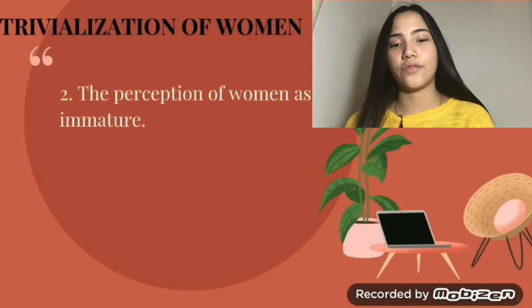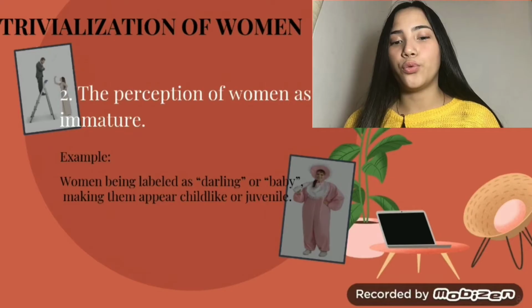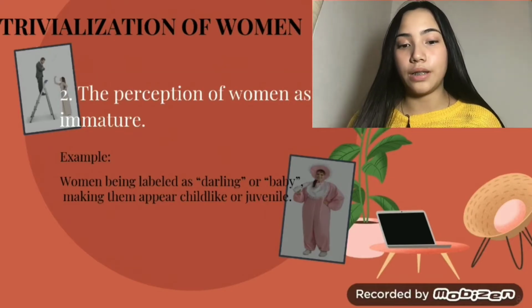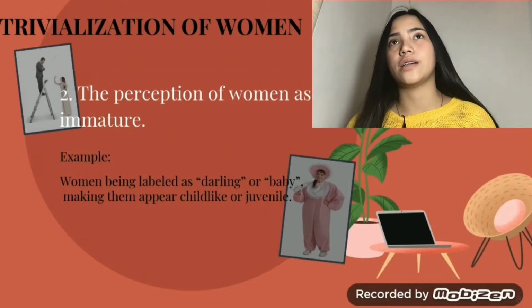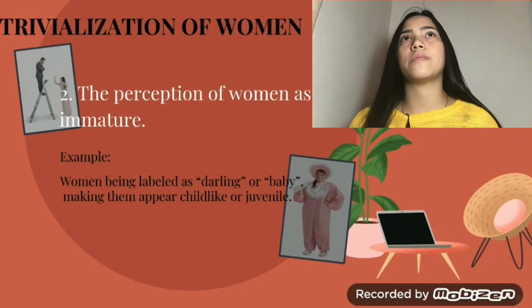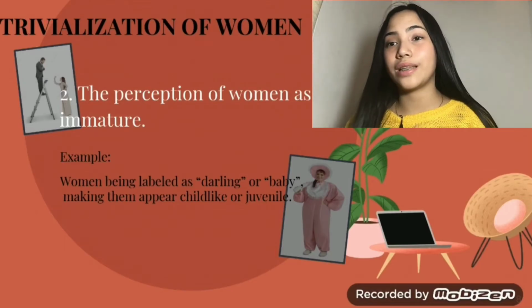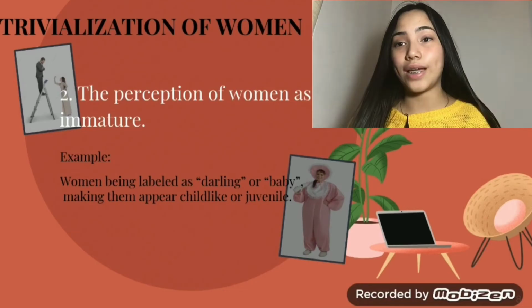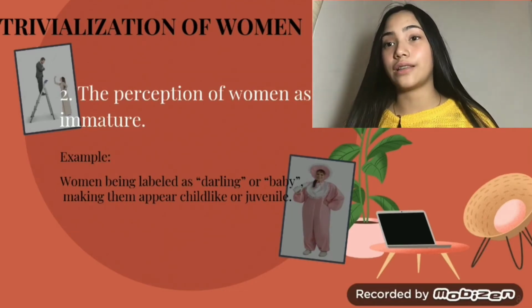So next we have the perception of women as immature. As an example, women being labeled as darling or baby, making them appear childlike or juvenile. In a situation, let's say there is a guy who wants to bring down a girl. One of the ways he is able to do that is to call them names that could make them feel that they're down or that could sound like they are juvenile.